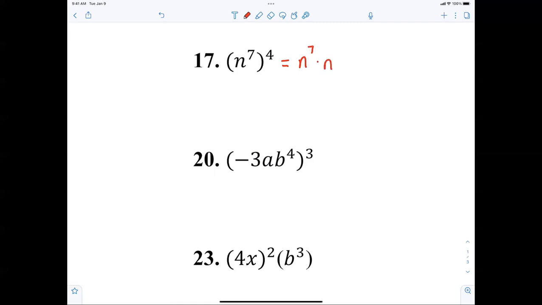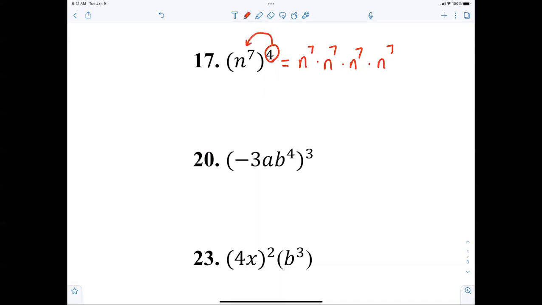N to the 7th times n to the 7th times. How many n to the 7ths are there? No. How many n to the 7ths are there? 4. So just make sure you understand this, because you can't do these problems unless you understand what n to the 7th to the 4th power means. That means there are 4 of these being multiplied together.